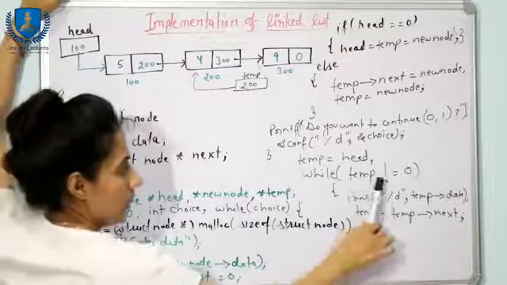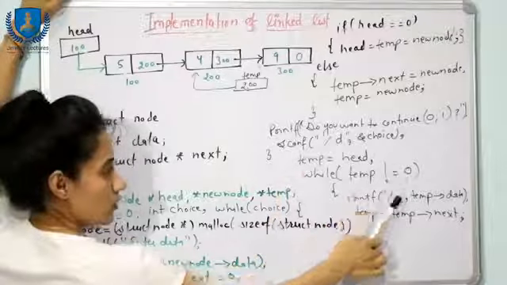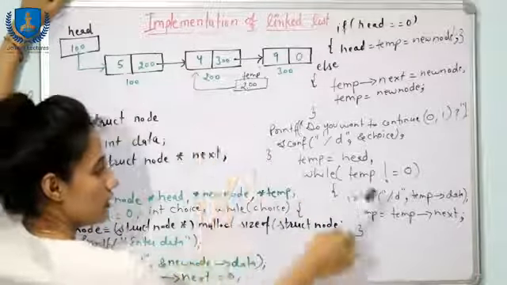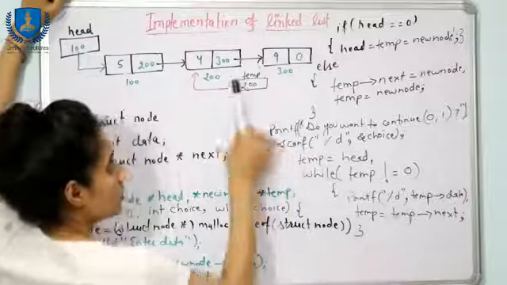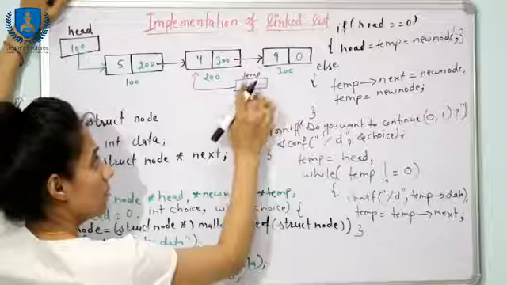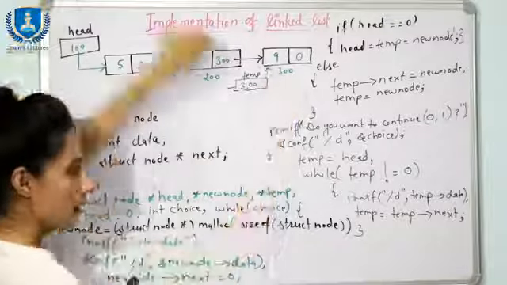Again condition, while temp is not equal to null. Temp is now 200. So it is not null. So now print temp data, that is 4. It is going to print now 4. Again temp of next. Temp of next is 300. So now 300 is going to be stored in temp. That is, here you will store 300. So now temp is going to point here.